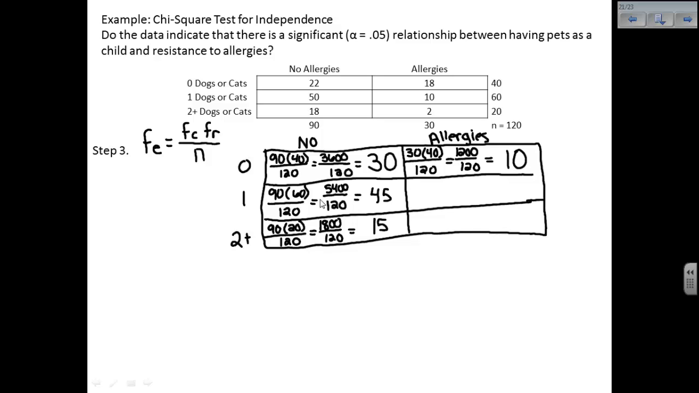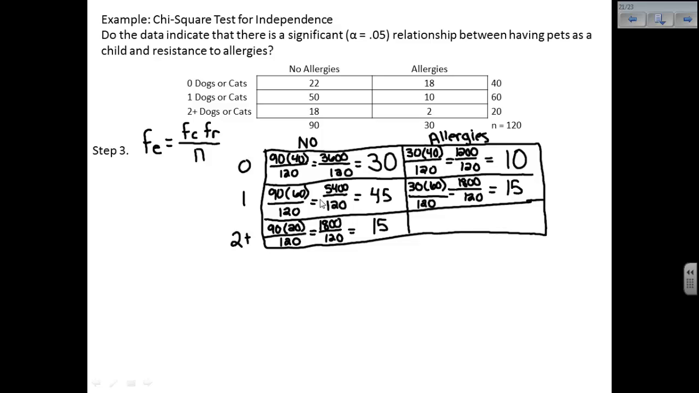Next group, people with allergies that had one dog or cat growing up. So the column total here is 30. The row total is 60. 60 people with one dog or cat. Sample size is 120. 30 multiplied by 60 gives you 1,800. Divide by the sample size of 120, and you end up with 15.